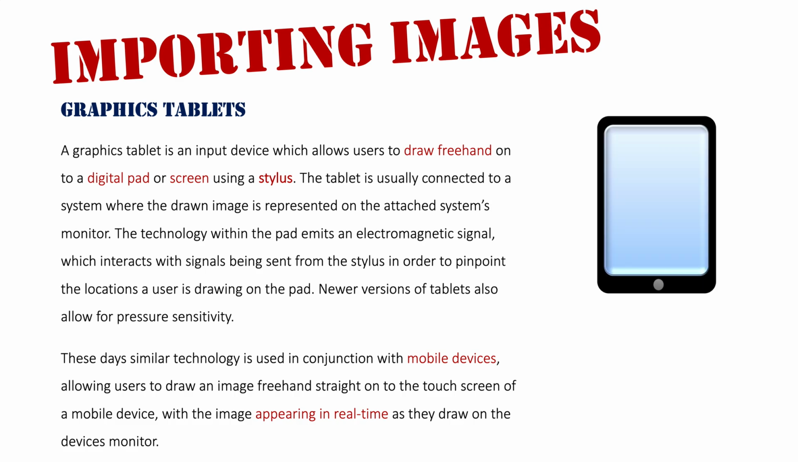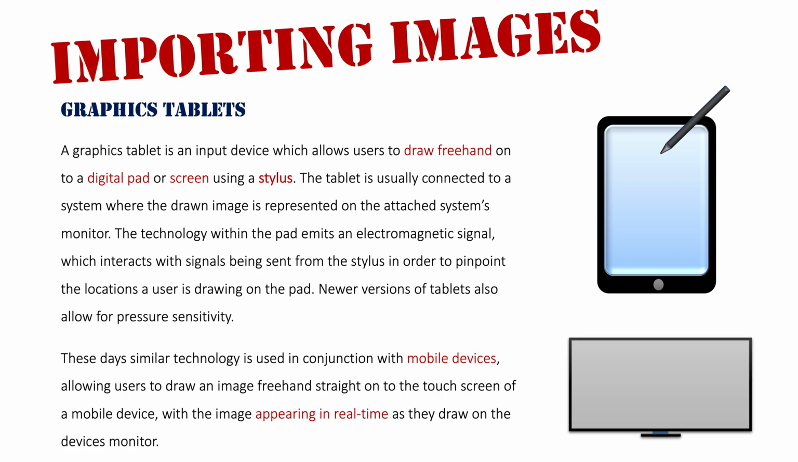So here is my graphics tablet and here is my stylus. The tablet was usually connected to a system where the drawn image would be represented on the system's monitor. So in order to do this, I'd have to connect my tablet to a system, so that the image would appear once I drew on the tablet.